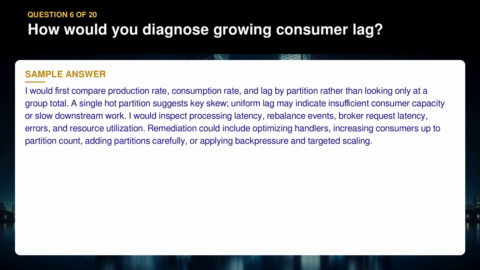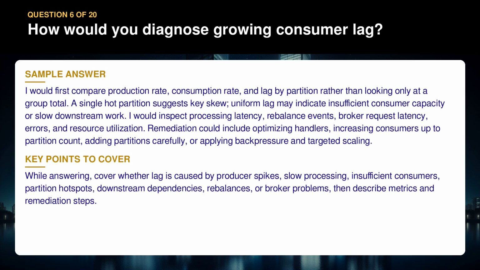Remediation could include optimizing handlers, increasing consumers up to partition count, adding partitions carefully, or applying backpressure and targeted scaling. While answering, cover whether lag is caused by producer spikes, slow processing, insufficient consumers, partition hotspots, downstream dependencies, rebalances, or broker problems, then describe metrics and remediation steps.